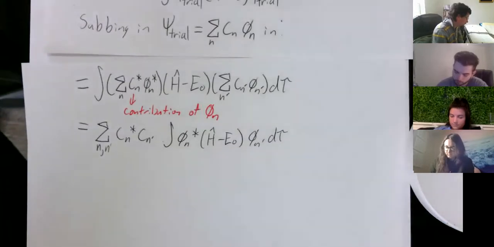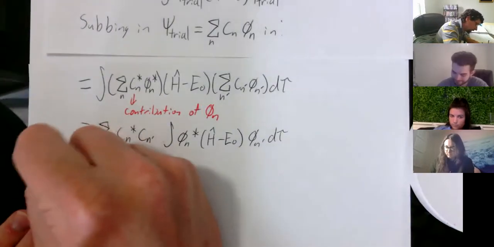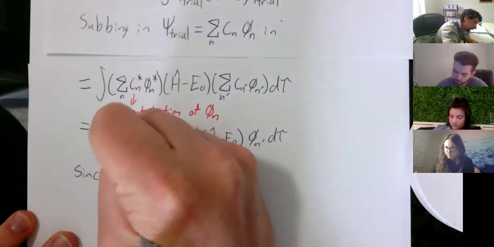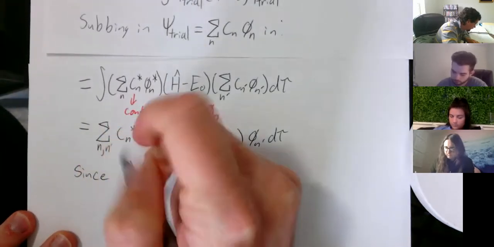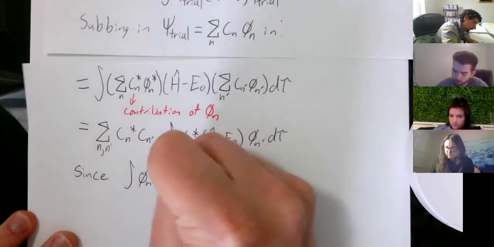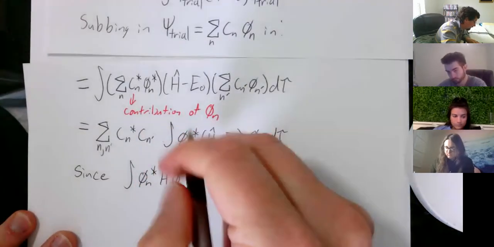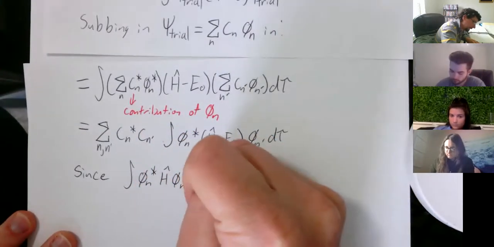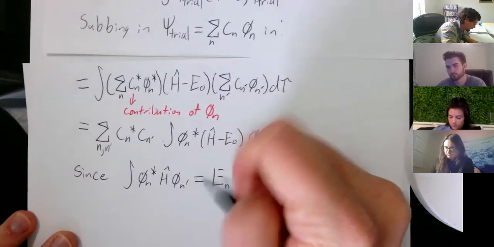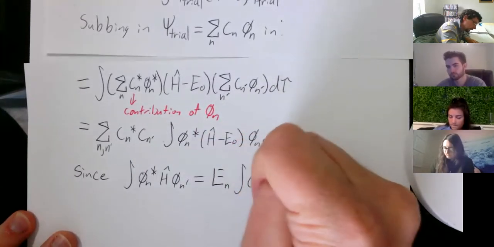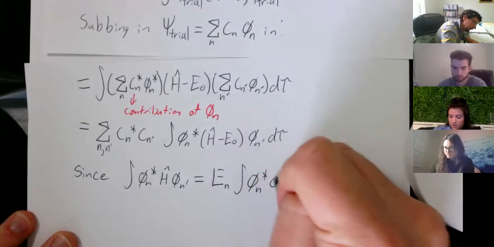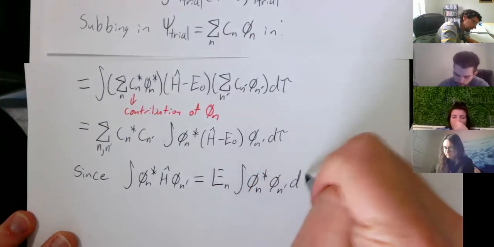Okay, we're going to do another trick here. Since if we have the integral of h bar n prime, we're going to say that's equal to E sub n, integral n star by n prime d tau.